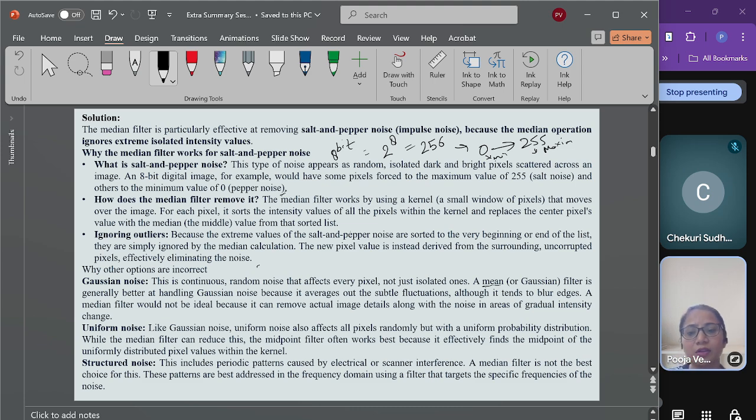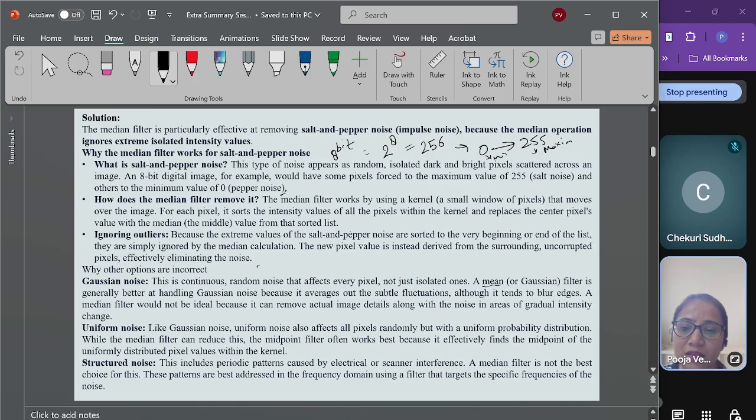Another one is uniform noise. Like Gaussian noise, uniform noise also affects all pixels randomly, but with a uniform probability distribution. While a median filter can reduce this, the midpoint filter often works better because it effectively finds the midpoint of the uniformly distributed pixels.